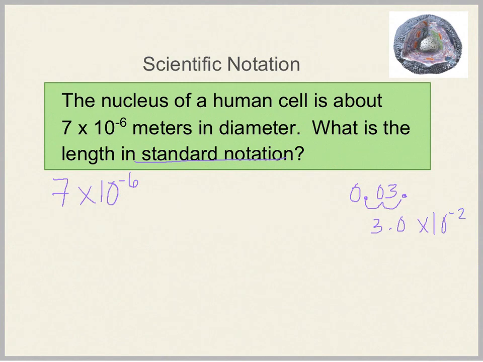negative 2nd power. Remember, negative exponents need to take the reciprocal, so this is 3 times 1 over 10 squared, or 3 divided by 10 squared, or 100. And we can see that 3 over 100 is indeed 0.03, or 3/100ths. With that in mind, then, we know that we're going to be looking at a very small number.